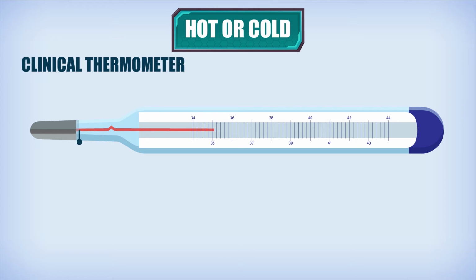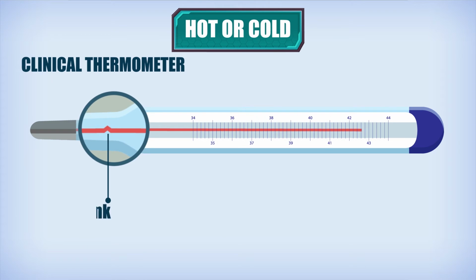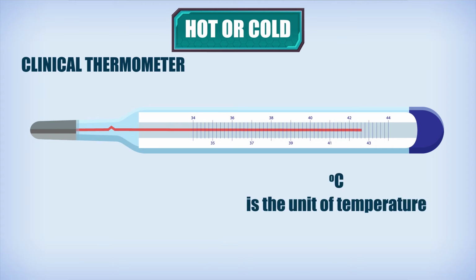A very fine tube originates from the bulb called capillary tube. When the temperature rises, the mercury expands in this tube. The capillary tube is bent near the bulb and this is called kink. The kink prevents the mercury from flowing back. Degree centigrade is a unit of measurement of temperature.